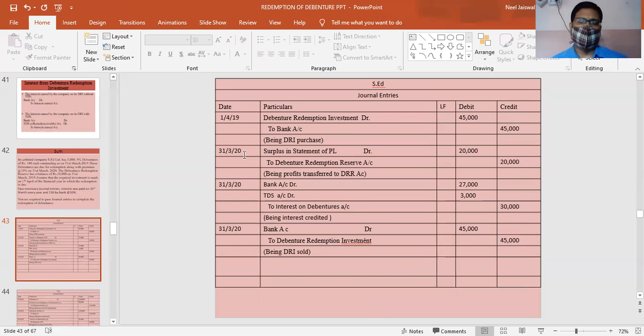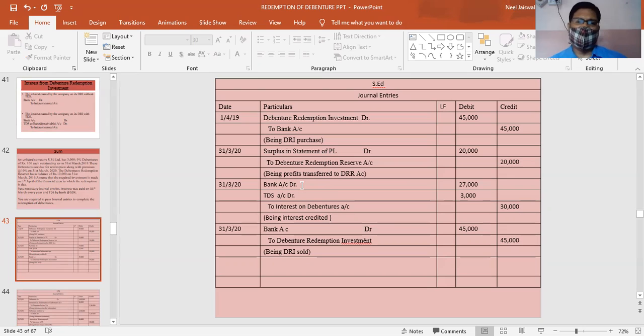Now come to the date of redemption. On the date of redemption, 31st March 2020, we have to have a debenture redemption reserve. So we are creating the debenture redemption reserve on the date of redemption only. Surplus in statement of P&L account debit to debenture redemption reserve. And how much? 10,000 was already in the balance. You should have 10% of 3 lakhs as per the law, so 10% of 3 lakhs is 30,000. So you have 10,000 already there, and 20,000 you have created over here.